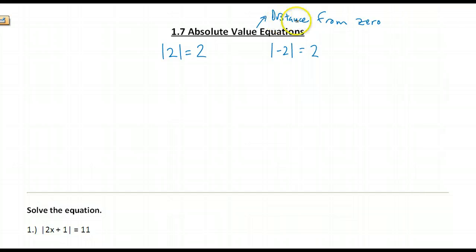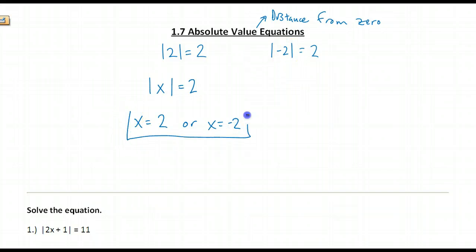Distance is always measured in positive units, so whether we have 2 or negative 2, the absolute value, the distance away from 0, will be 2. So if we look at an absolute value equation, we're going to have a problem that looks like this. If we have the absolute value of x equaling 2, we have a couple choices for x. If we want our answer to be 2, x could be 2, or x could also be negative 2.